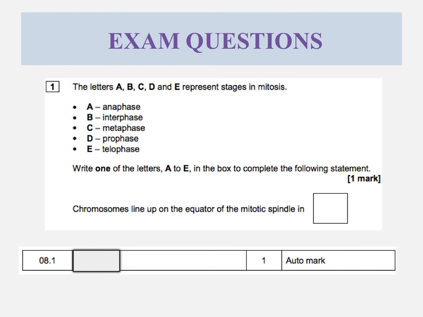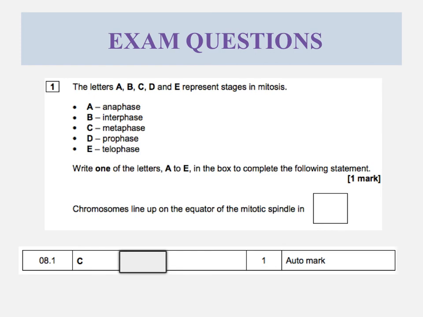And the answer is C, metaphase. Remember they're going to line up on the spindle, and then we've got that metaphase checkpoint to check that all of the chromosomes and the chromatid arms are connected to those spindle fibres.